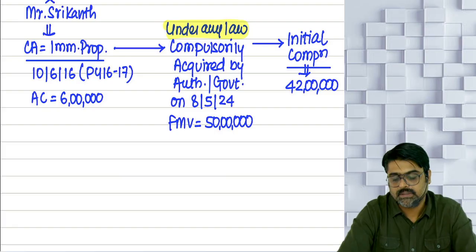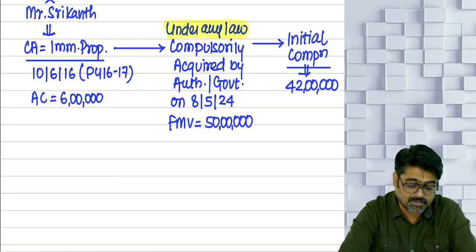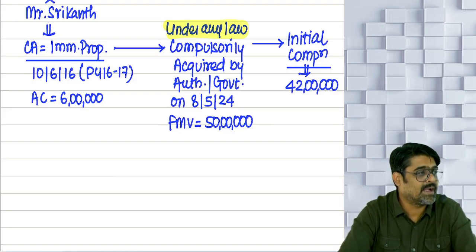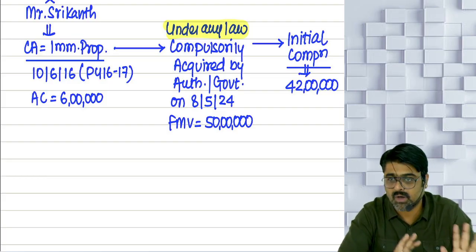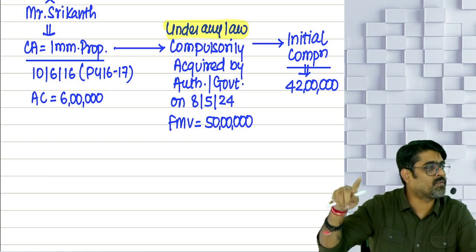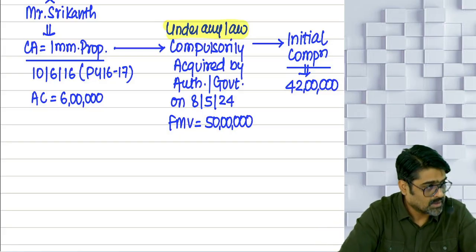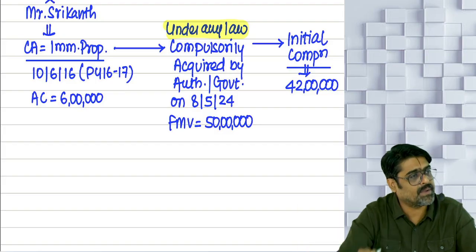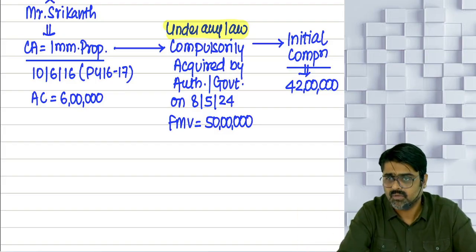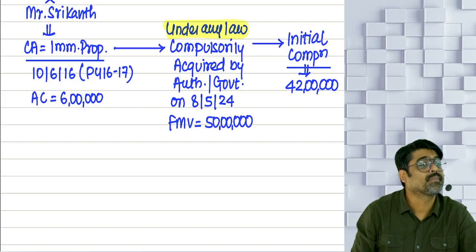Now tell me, is Shrikant getting any profit? Is there any profit happening on compulsory acquisition? Yes. The property whose cost was only 6 lakh is going, and in return how much is coming? The amount coming is more than the cost. If he would have sold this property for 42 lakhs, he would have paid tax on the gain, no? Then why not now? Right now also the gain is happening, so this gain should be taxable in his hands, because the compensation which will be given will definitely be higher than the cost of the property.